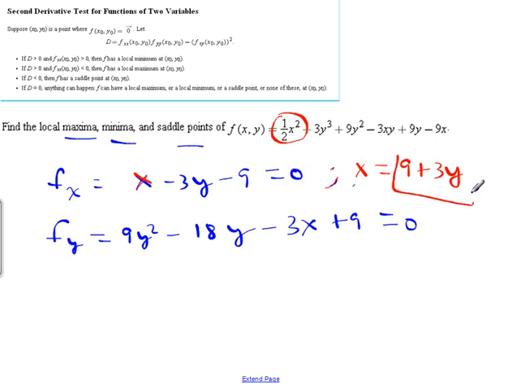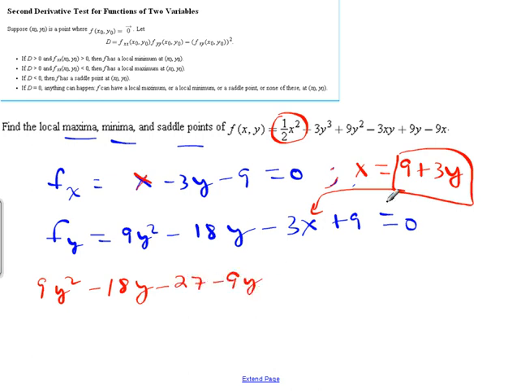And then we can plug this in for here. So we're going to get the equation 9y squared minus 18y minus 27 minus 9y. That's plugging that value in for x, plus 9 must equal 0. Simplifying this a little bit, we have 9y squared minus 3y minus 2 equals 0.